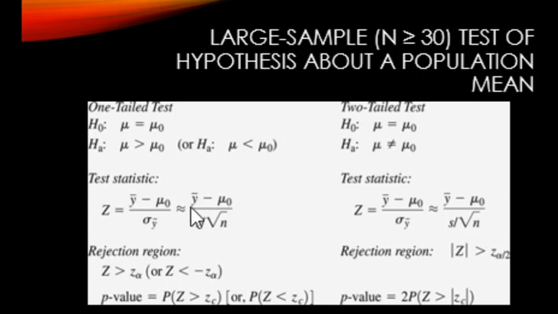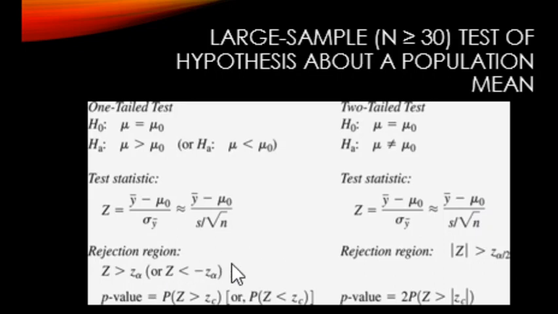Here is the test statistic that we will use: Y bar minus mu0 divided by S over square root of n, where mu0 is the number in the hypothesis, Y bar is the sample mean, S is the sample standard deviation, and n is the sample size. And it is the same test statistic for a two-tailed test.